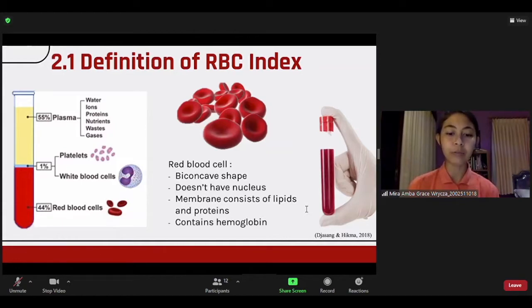It is surrounded by a membrane that consists of lipids and proteins. Red blood cells also contain hemoglobin, which is necessary for the transport of oxygen and carbon dioxide. Hemoglobin carries oxygen from the lungs to the tissues and carries carbon dioxide from the tissues to the lungs. Besides being a transporting molecule, hemoglobin is also a pigment that gives the red color to the cell. That's all from me. Next.